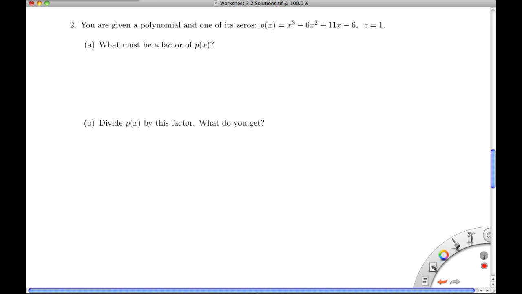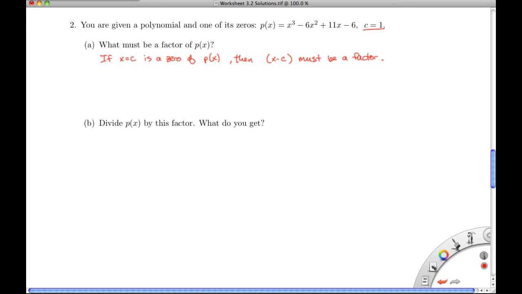This is our polynomial. This particular polynomial has a 0 at 1. So that's our c. Now, if we know that 1 is a 0 of the polynomial, there's a rule that says if x equals c is a 0 of p of x, then x minus c must be a factor. So this is sort of underscoring this connection between zeros and factors with polynomials and functions.